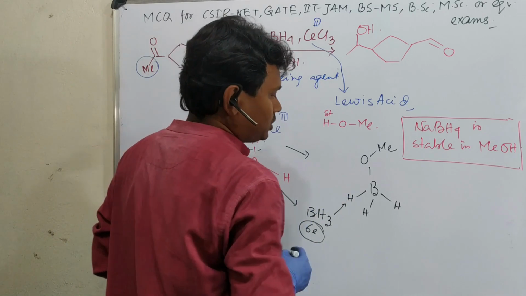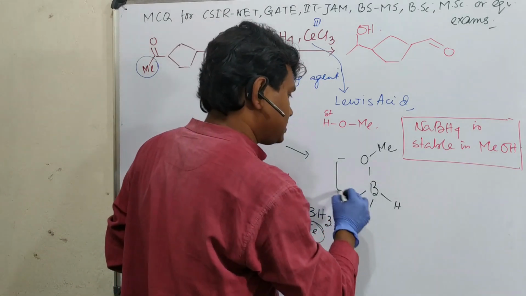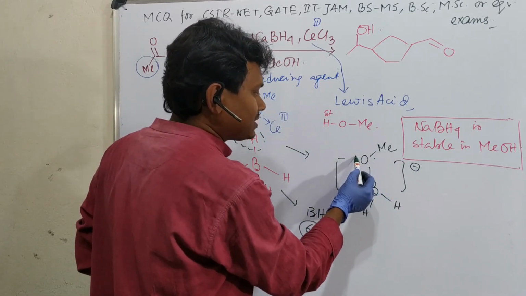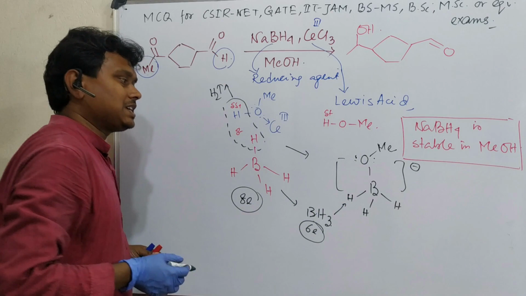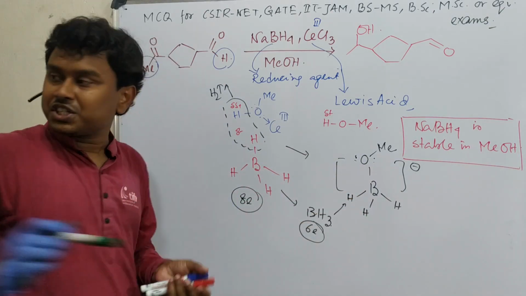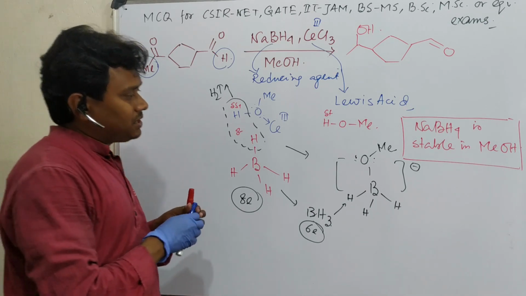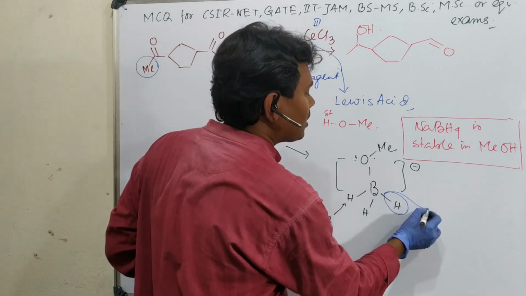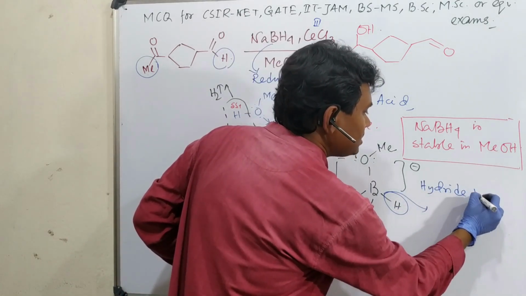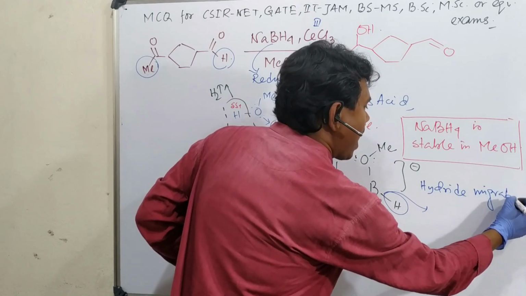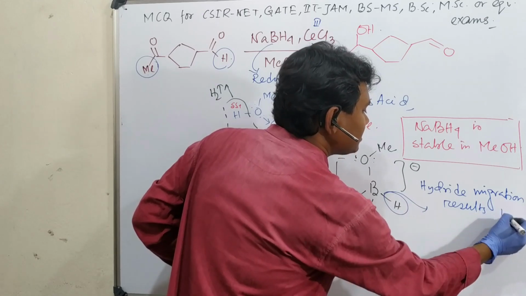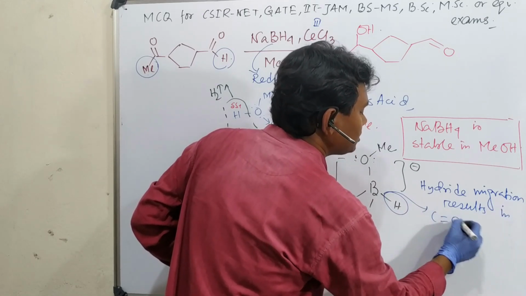Now, what is the profit of this process? Still, it is a negative charge. Fine. See, boron has an electron-rich oxygen, and we know when boron and oxygen are together, oxygen pushes electrons to boron. Consequently, the migration tendency of hydride increases. Okay, and this hydride migration results in carbonyl reduction.